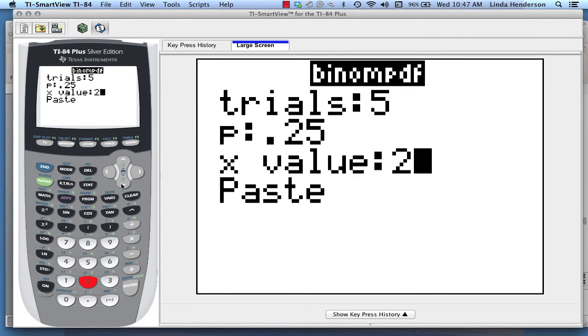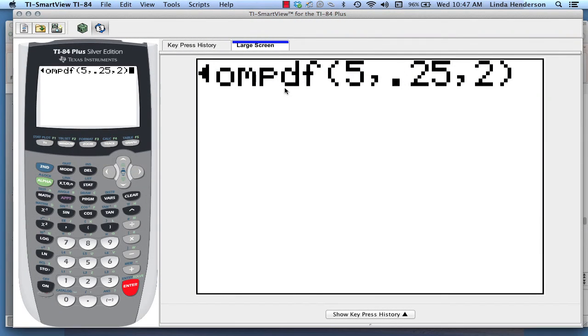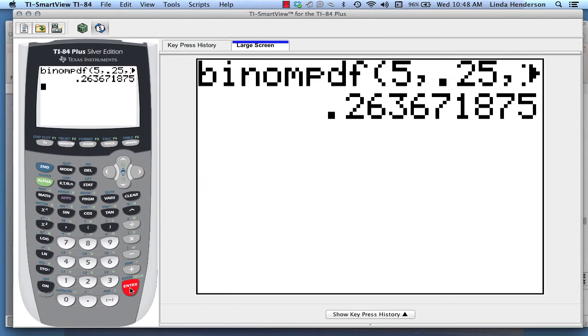When you do paste, you'll notice what it looks like. It will bring you up to your main screen, and it looks like binom PDF, and in parentheses you'll notice 5, .25, and 2. Those of you with the old operating system, this is the order that you would have to memorize, how you type everything in. So just hit enter, and if you check your notes from last week, you'll notice this is the exact same answer we got by calculating it directly from the formula.